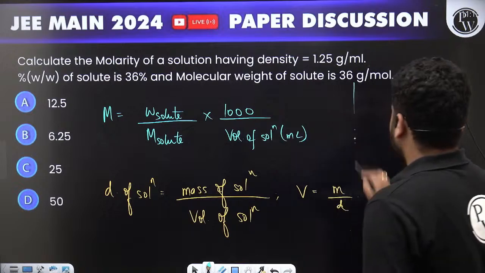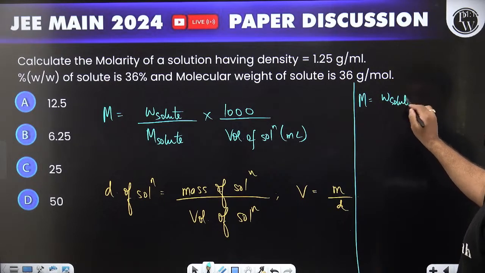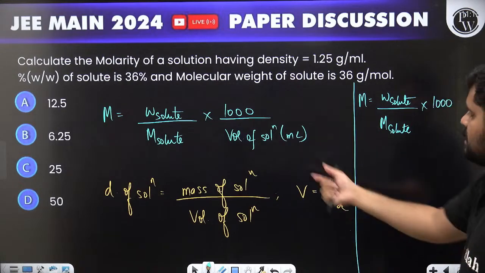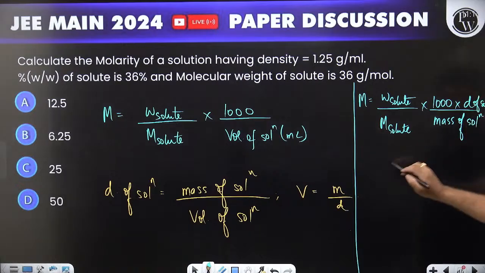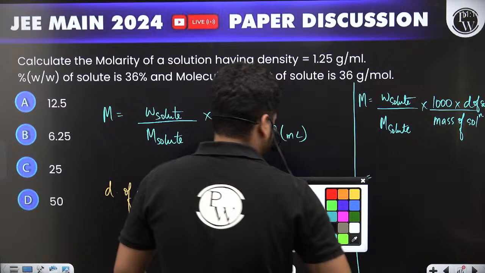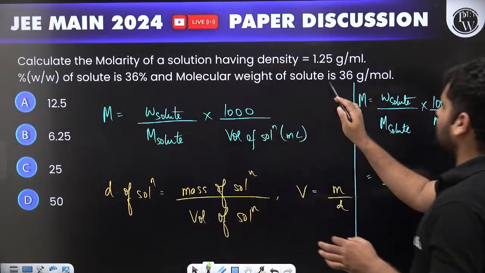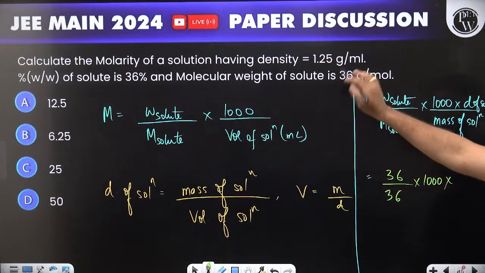The formula would then become molarity is equal to given mass of solute divided by molar mass of solute into 1000. In place of volume, I'm going to put mass upon density. So this would be density of solution divided by mass of solution, right? So mass of solution and density of solution. Okay, so what is the mass of solute? Since it is 36%, you're going to consider that as 36 grams. So 36 grams of solute divided by molar mass of solute has been given. Molecular weight is again 36 into 1000 into density of solution is how much?